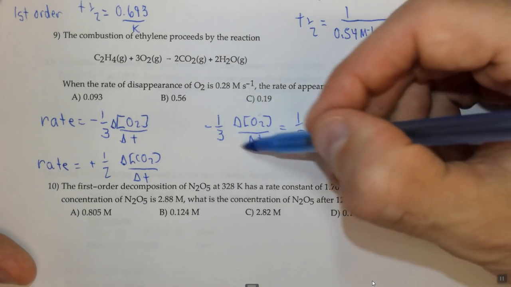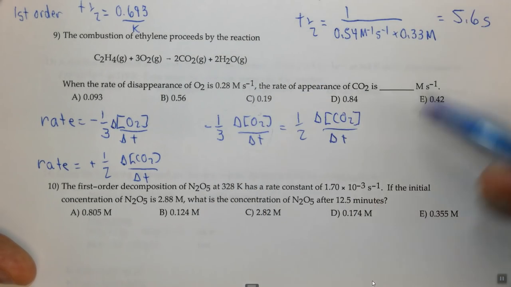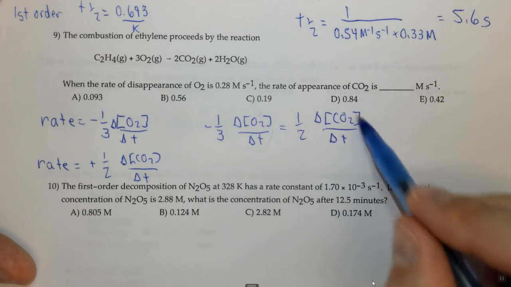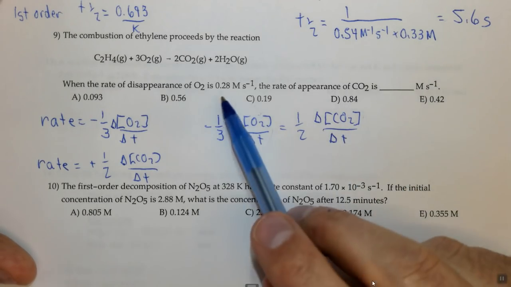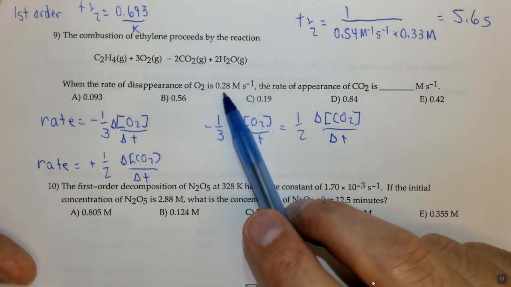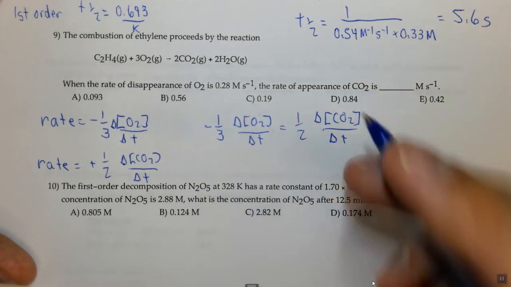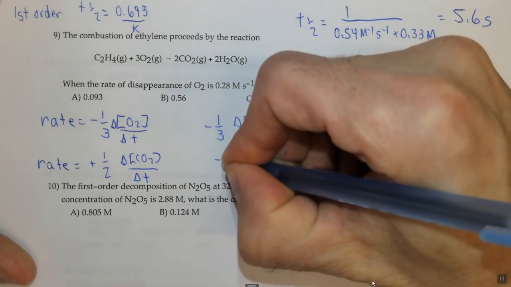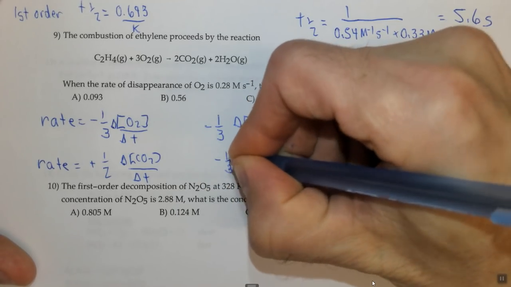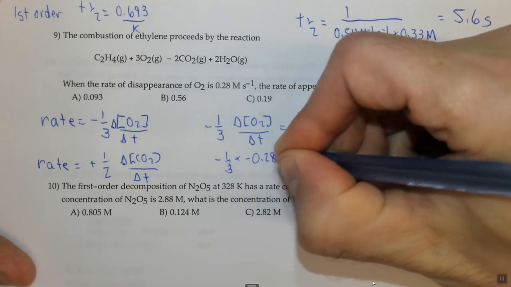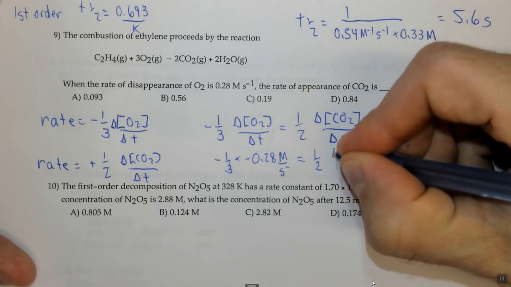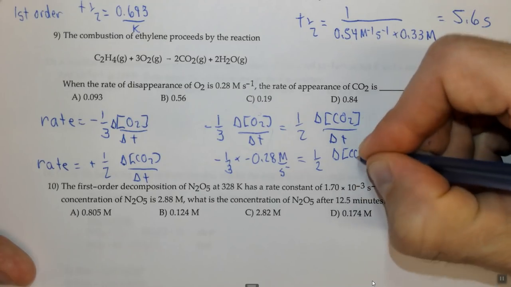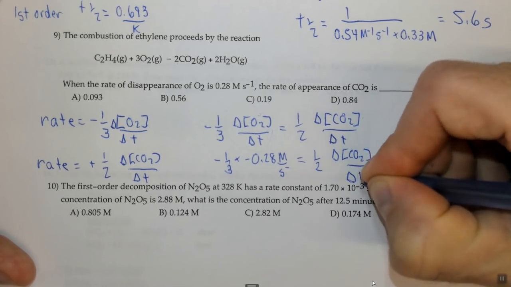Now note that we're given the rate of disappearance. We're given this whole thing. We're not looking for these variables individually, we're looking for this whole thing. Also notice that this is the rate of disappearance, so this is negative. So it's negative 1/3 times negative 0.28 molar second to the minus 1 equals 1/2 times delta concentration CO2 over delta T.